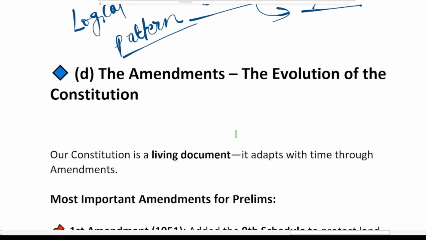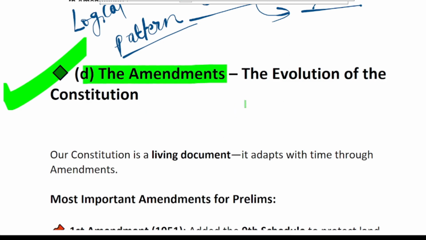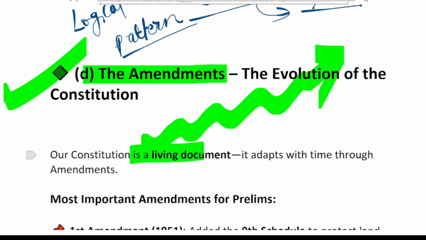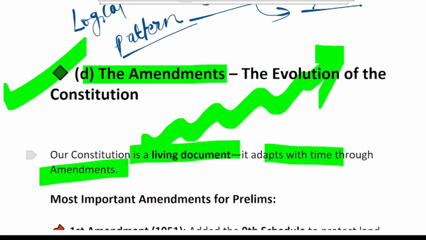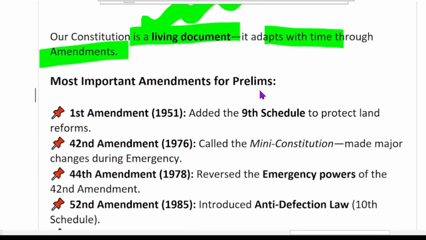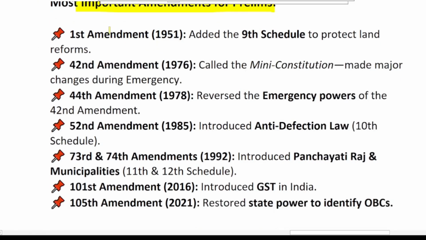So the next step for us to decode the Constitution is the amendments. And that tells us about the evolution of the Constitution. A Constitution is a living document. Remember this. It's not static. So it adapts with time through amendments. There are certain important amendments you need to remember for prelims. First Amendment, 42nd Amendment, 44th Amendment, 52nd Amendment, 73rd and 74th Amendments.